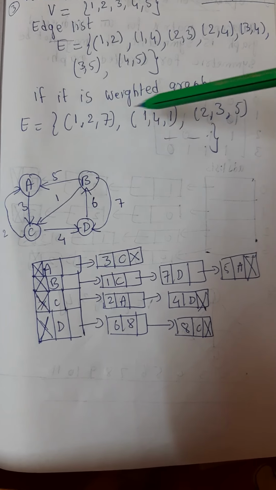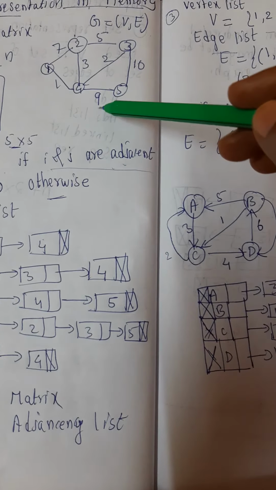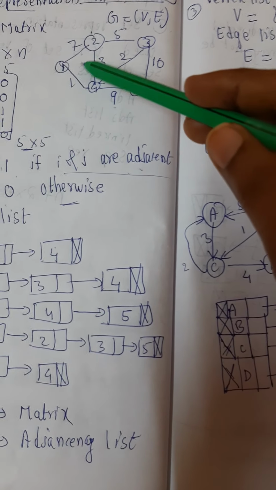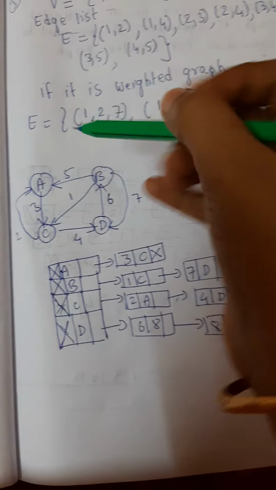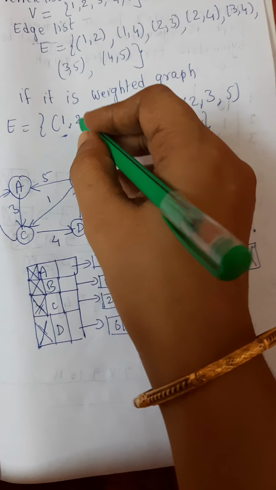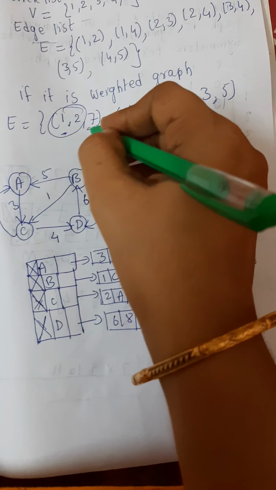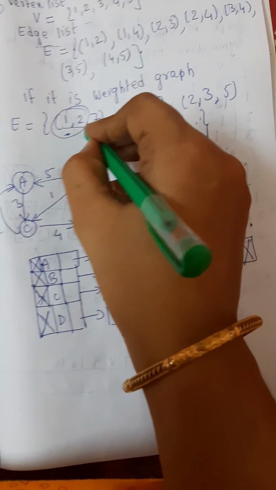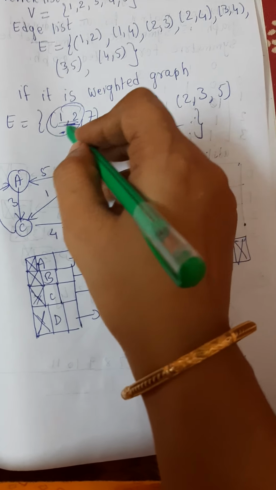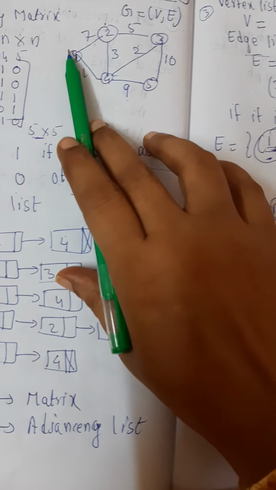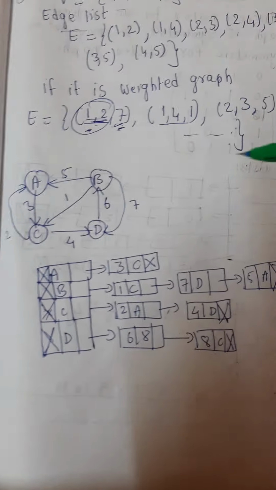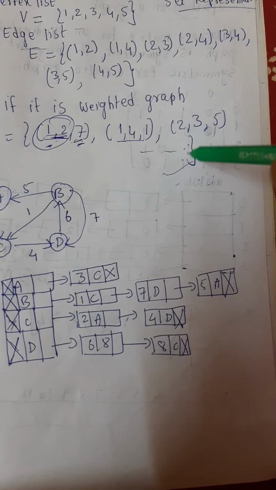And for example, if it is a weighted graph, then we have to include the weight also. So 1, 2 and 7. So 1 becomes the vertex, these two are the vertices and this 7 becomes the weight here. The meaning is between 1 to 2, the weight is 7. Similarly 1, 4. What is the weight you have? 1. So this is the way you will represent.